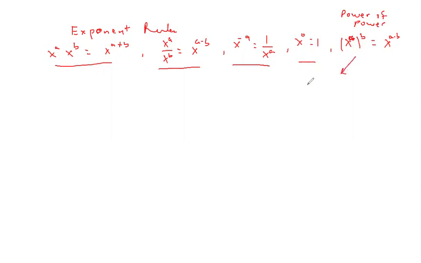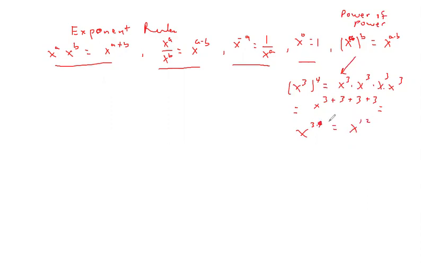Now, this is an easy thing to see again if you take an example. So this would be x to the third times x to the third times x to the third times x to the third, which would be the same thing as x to the 3 plus 3 plus 3 plus 3, which would be the same thing as x to the 3 times 4, which would be the same thing as x to the 12th.